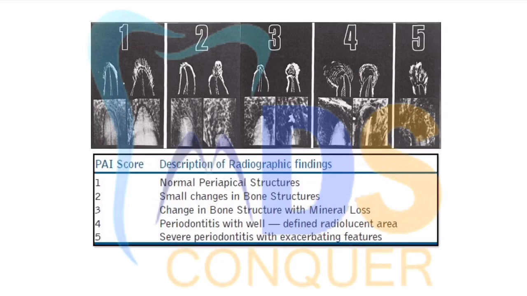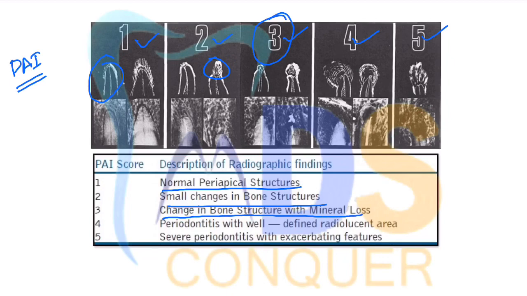At this particular point, we need to make a note about PAI scores or the PAI index, which is nothing but the Periapical Index. In the Periapical Index, we have 1, 2, 3, 4, 5 scorings. I think in 2017 or 18 they gave the Periapical Index description. One is normal periapical structures. Two is a small change in the bony structure, a small change in the surrounding bone. Coming to 3, there is a change in the bony structure with mineral loss.